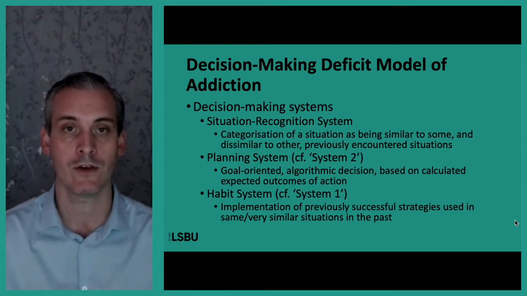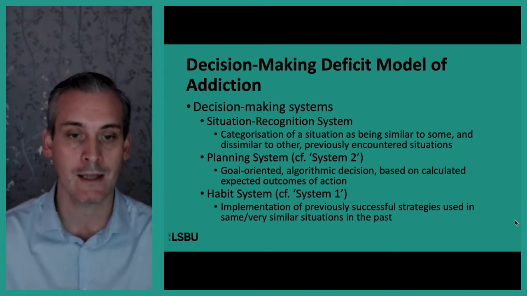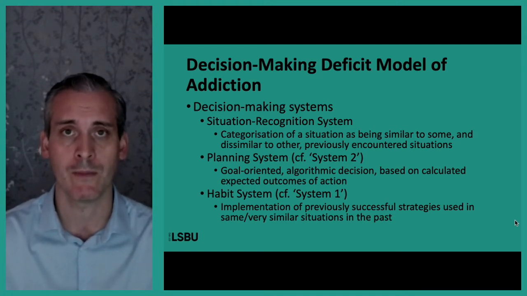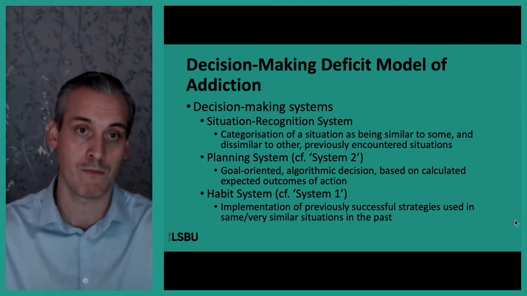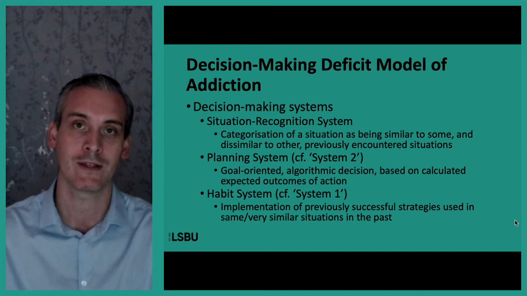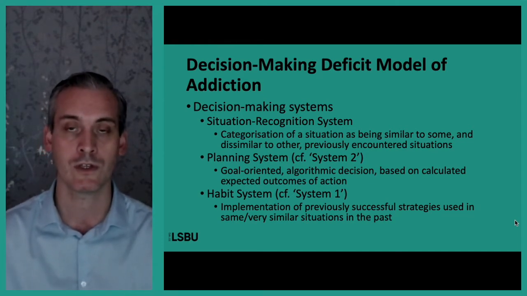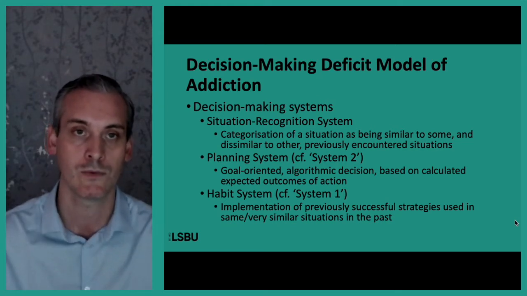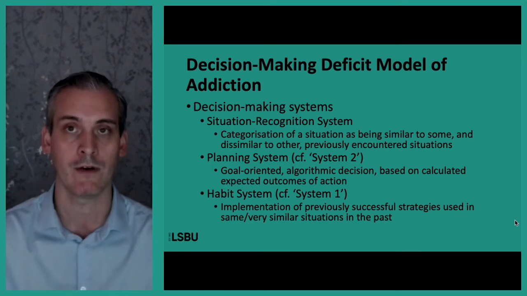So when we're making decisions utilising the habit system, we are quite literally, as the name would suggest, making decisions that are based upon the successful strategies that we've used in the past. So the things that we've done in the past that have, using our situation recognition system that we identify as being similar to the situation that we find ourselves in now, the habit system will just immediately prompt you. It will kind of throw up ideas and suggestions as to what you do next. And so the habit system is really important because it drives a lot of our behaviour. In ordinary life, it drives a lot of our behaviour.